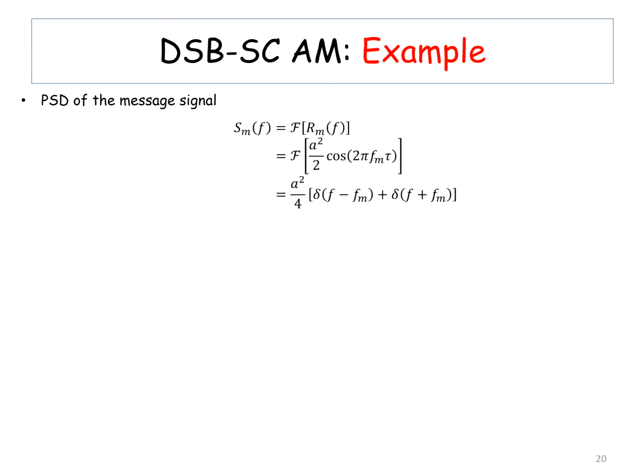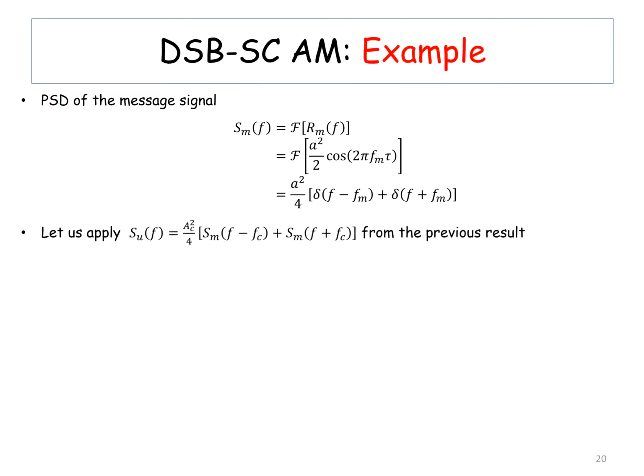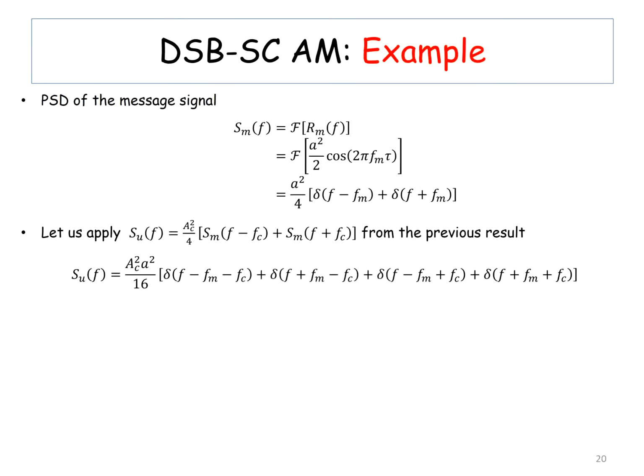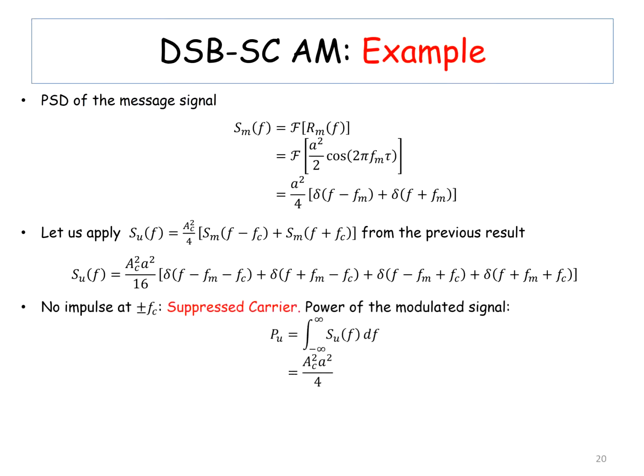Let us now apply the formula we have just derived to reach the power spectral density of the modulated signal. Here, it is important to note that there is no carrier component, since it is suppressed by the modulation. The integral of the power spectral density from minus infinity to plus infinity gives us the power content of the modulated signal. Finally, due to the symmetry of the spectrum, the power in each sideband is calculated as half of the total power.